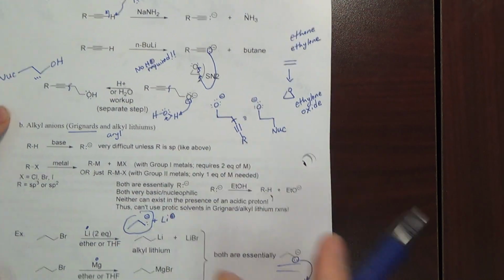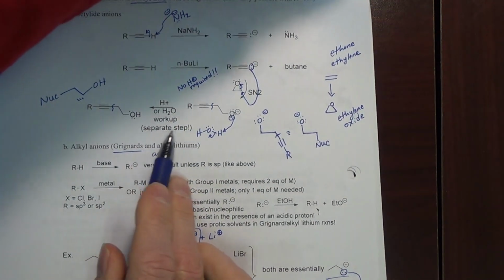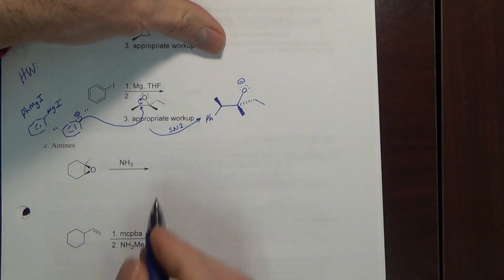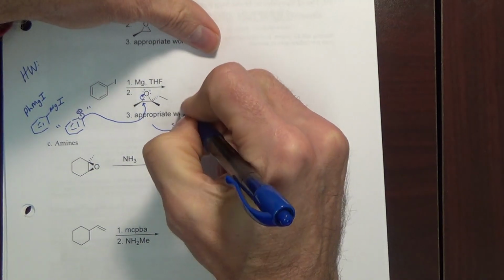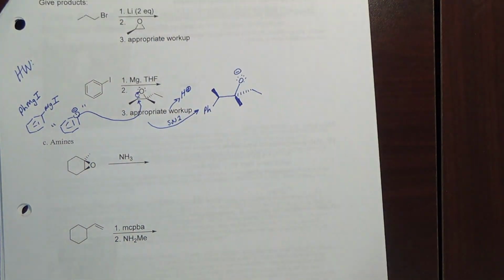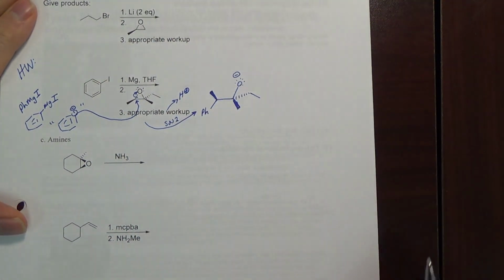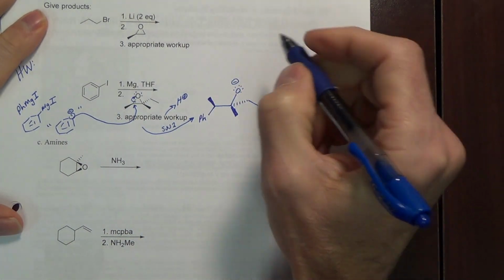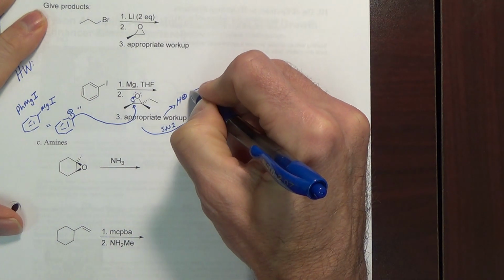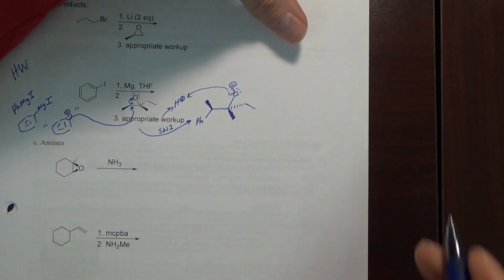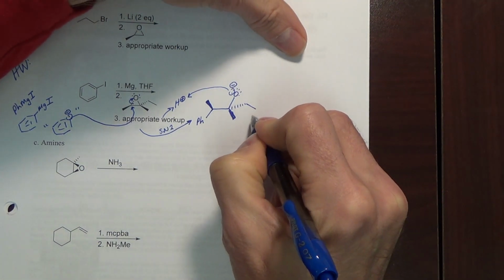All right. But this O minus picks up a proton from appropriate workup, a separate step. At this point, if we throw in, what would be appropriate workup? That would be like H plus or water. Previously I used water, but we could throw in some dilute hydrochloric acid. Then these electrons will take the H. This is a strong base. That looks like hydroxide. And we will get our final product.